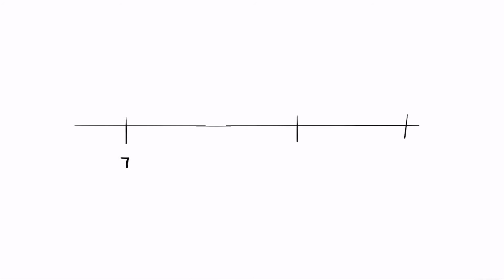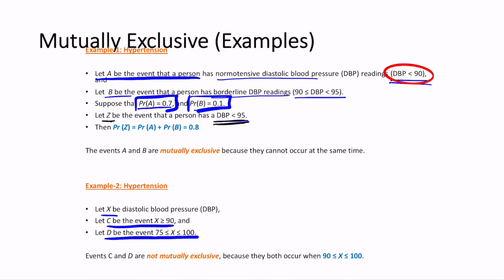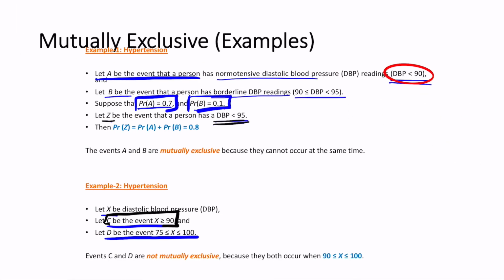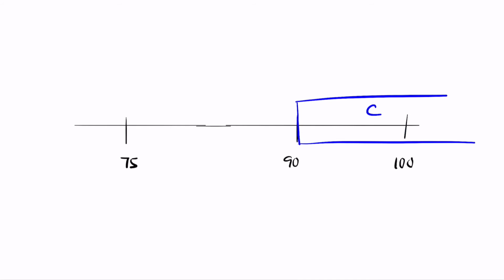So let's say this value is 75, 90, and now 100. C is the event where X is greater than or equal to 90, which means that it includes any value that's greater than 90. So this is the entire part of the event C. Next, D is the event which is between 75 to 100. This is the value 75 and they are asking until 100.